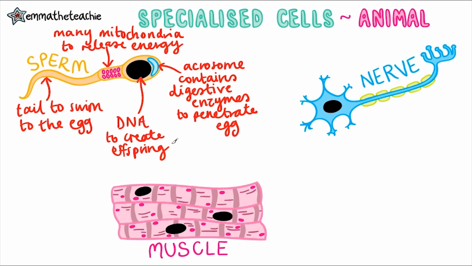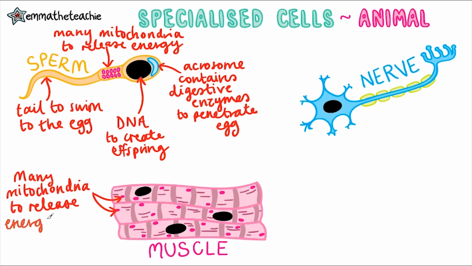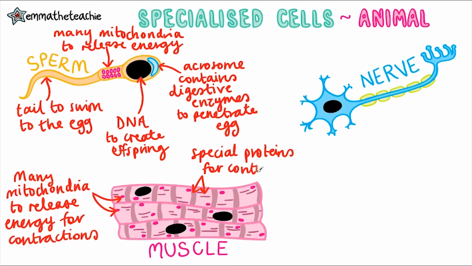Down below, we've got some muscle cells. Their function is to contract and relax, causing movement. Can you spot anything that would help them do this? Well, over here you can see that we've got lots of tiny little pink things, which are mitochondria. These release the energy needed for the contractions. Over here we've also got some special proteins. These cause contractions by sliding across each other.